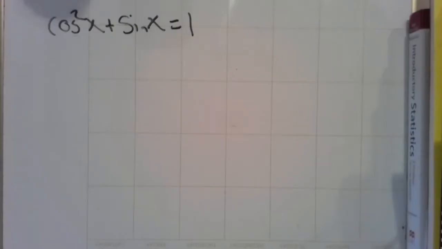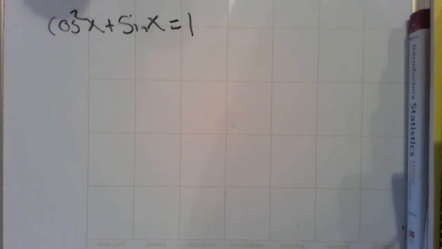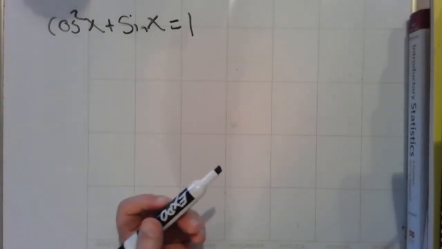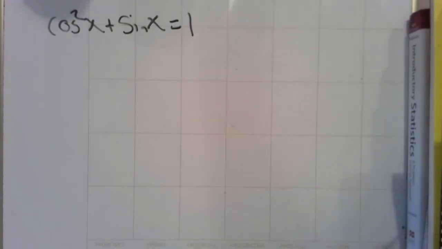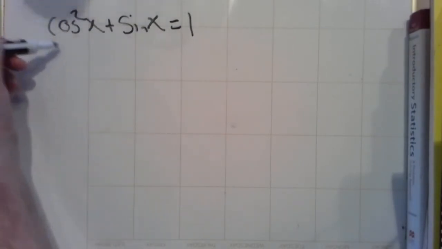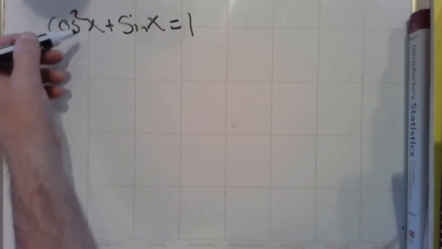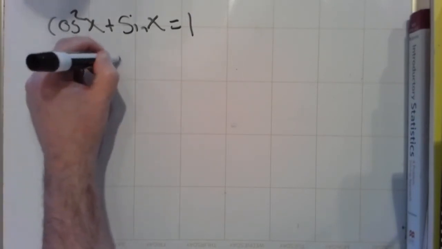Okay, now let's solve this trig equation. I've got cosine squared plus sine equals 1. If you've got a mixture of sines and cosines, where one of them is squared, the best thing to do is convert over, make everybody look like the one that's not squared. Convert this guy into sines. And the way we do that is, remember, cosine squared is 1 minus sine squared.